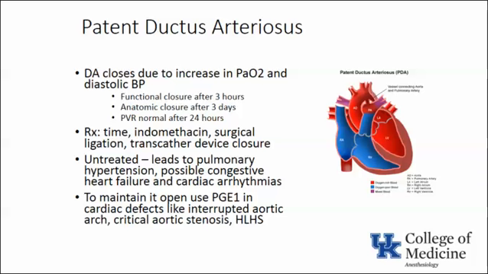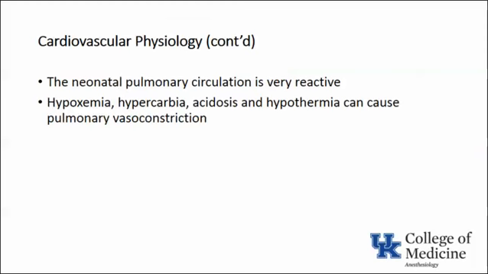But in a small subgroup of infants, you need to have an open ductus arteriosus, and those children are those that have defects like interrupted aortic arch, critical aortic stenosis, and hypoplastic left ventricle. These children are cyanotic at birth, and keeping this ductus patent is very important to maintain oxygenation of the rest of the body.